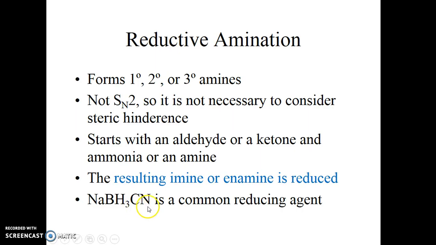Now, I'm showing you sodium cyanoborohydride. The book gives you sodium borohydride. You can use either as a reducing agent here. It doesn't matter. The sodium cyanoborohydride is a little bit gentler and will not reduce any carbonyls that might happen to form by reversal of the imine or enamine. The idea is you need a reducing agent. So either pick sodium cyanoborohydride or sodium borohydride.